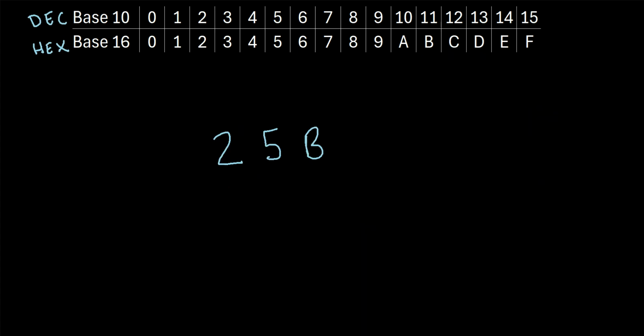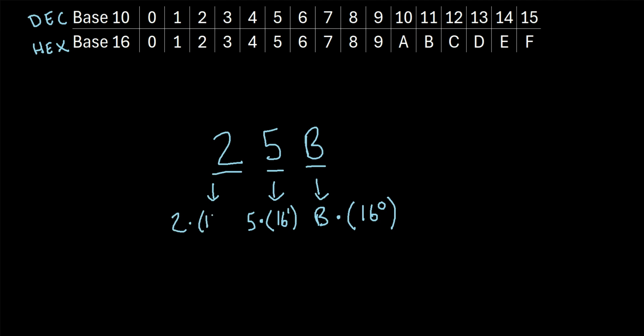All right, let's try another example. Let's say we have the hexadecimal 25B, and we want to convert this to a decimal. How could we do that? Well, remember the rule of thumb. Starting from the right, we will say this value, B, multiplied by 16 to the 0th power. And then moving on to the left, we have 5 times 16 to the first power. And then lastly, moving on to this 2, we have 2 times 16 to the second power. And we're just going to add all of these numbers together to get our final answer.